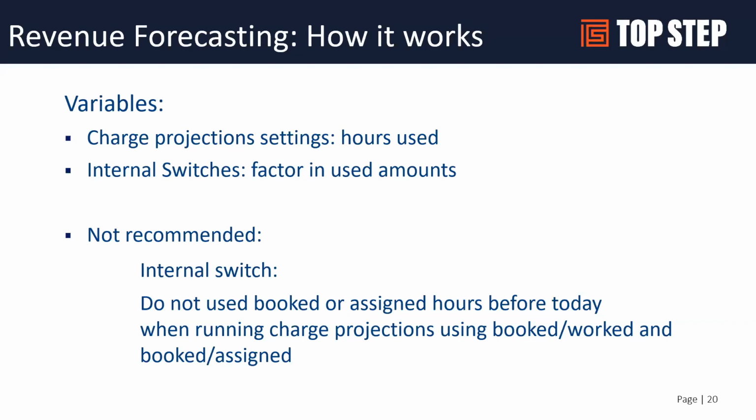They normally come turned on, but there is a factor in used amount switch. And I'll explain what that means when we get into the next slide. There's also an internal switch that we've seen customers turn on that can be problematic. It basically says do not use used or booked or assigned hours before today when running charge projections.